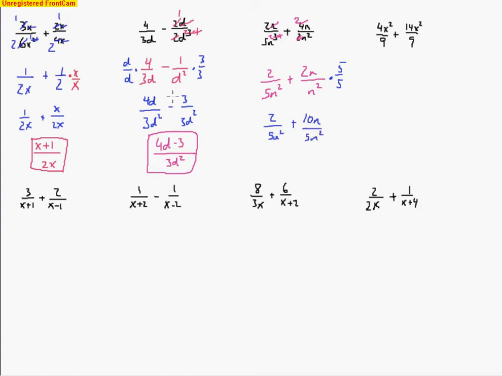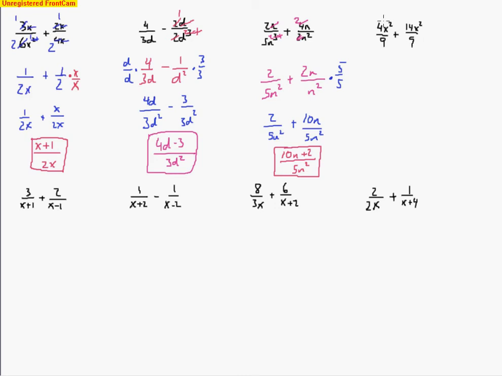And so now I can combine these two fractions as one. 2 plus 10n makes 10n plus 2 all over 5n to the second power. There is my answer. Well, let's take a look at this next one here.